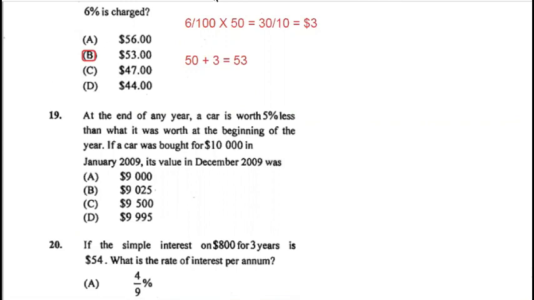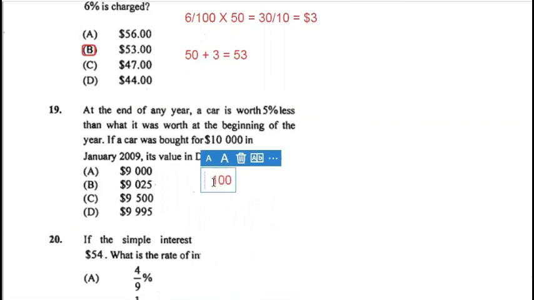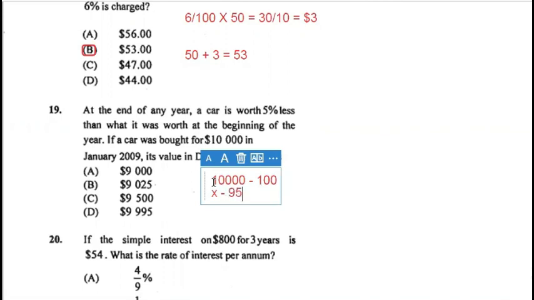95%. It's no longer 100 because we drive it, we scratch it a few times, so therefore the value of it is going down. So it's worth 5% less at the end of any year. So we're looking at $10,000 when the car was bought to equal 100%. So we're looking for what is the price of the car at the end of a year with it being worth 5% less, which is 95%. So we're going to cross multiply to solve for X.